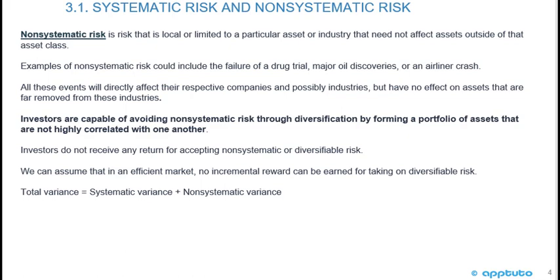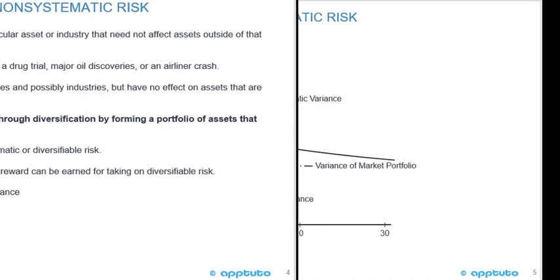Investors are capable of avoiding non-systematic risk through diversification by forming a portfolio of assets that are not highly correlated with one another. Investors do not receive any return for accepting non-systematic or diversifiable risk. We can assume that in an efficient market, no incremental reward can be earned for taking on diversifiable risk. Total variance equals the systematic variance plus the non-systematic variance.